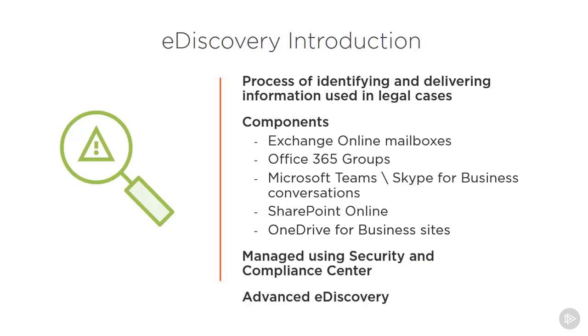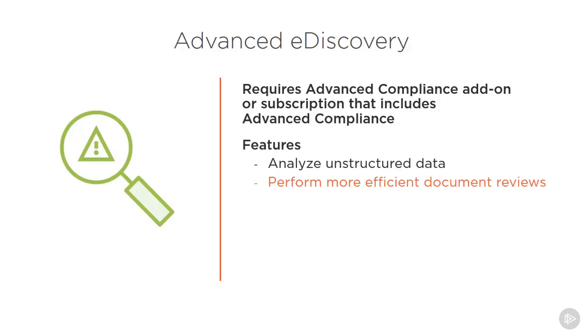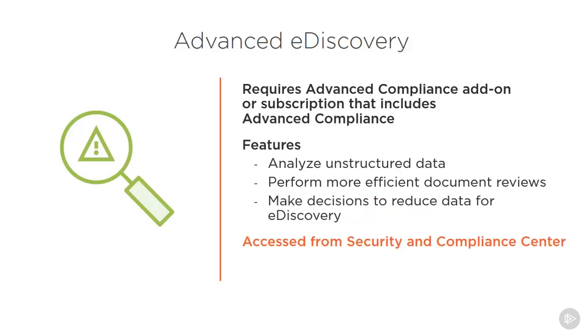So I've introduced eDiscovery. Let's talk about Advanced eDiscovery. Advanced eDiscovery requires advanced compliance add-ons or a subscription that includes advanced compliance. Now it's going to include the eDiscovery options and the components that we talked about on the previous slide. But now we're going to introduce some additional features. Those features include a way to analyze unstructured data, as well as features to allow us to perform more efficient document reviews, and features that allow us to make decisions to reduce data for eDiscovery.